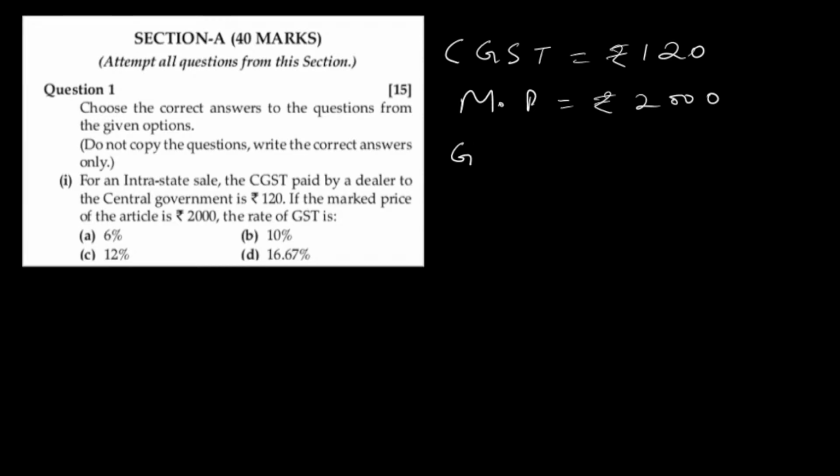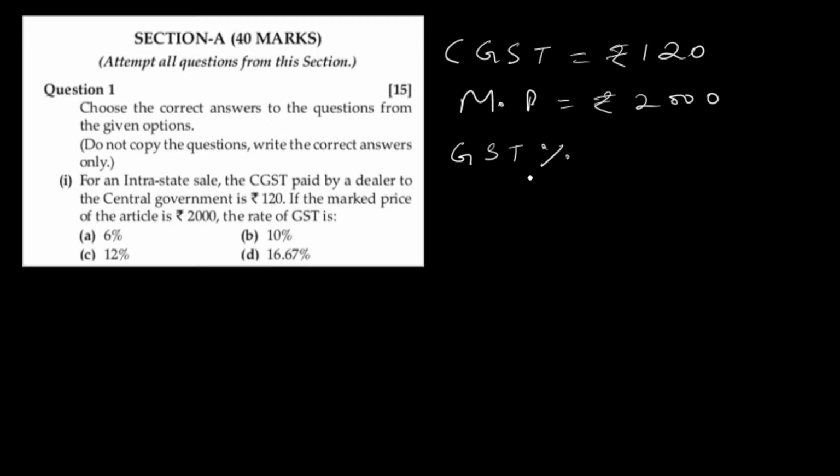So first MCQ you can see on my screen. For an intrastate sale, the CGST paid by a dealer to the central government is rupees 120. So what is given to us here? CGST is given to us as 120. If the marked price of the article is 2000, so marked price of the article is also given to us. Then the rate of GST we have to find. That means GST's percentage we have to find.